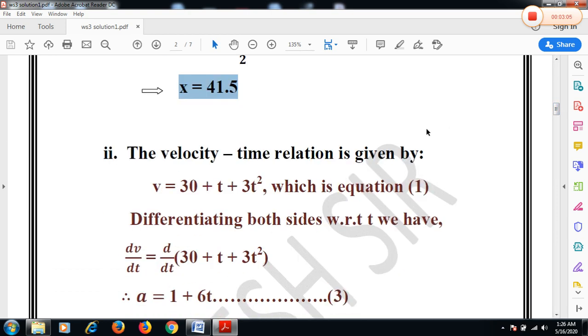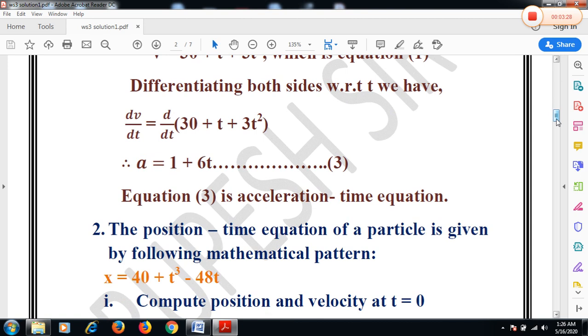Now we need to find the acceleration. Okay, so differentiating both sides of this velocity expression with respect to t, we have dv/dt equals d/dt of (30 plus t plus 3t square), which gives us a equals 1 plus 6t. So equation 3 gives us the acceleration-time equation. Okay students, hope you have understood it.